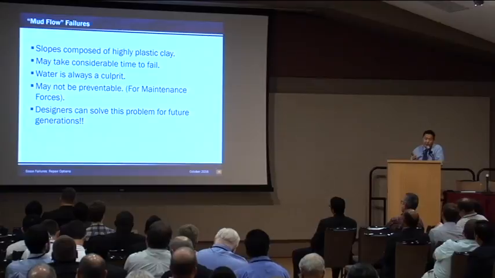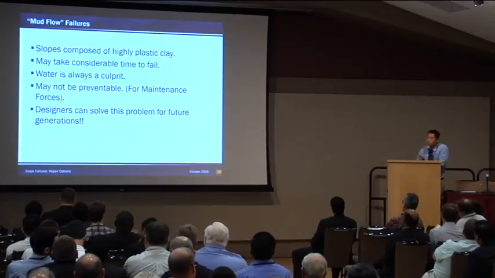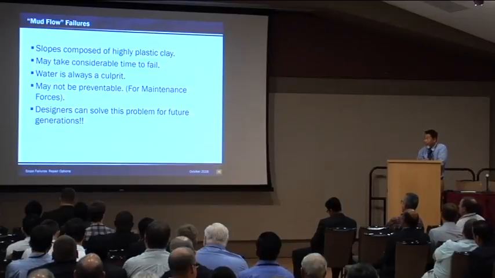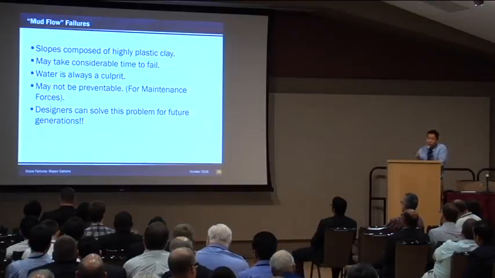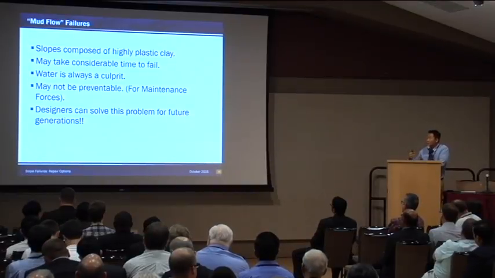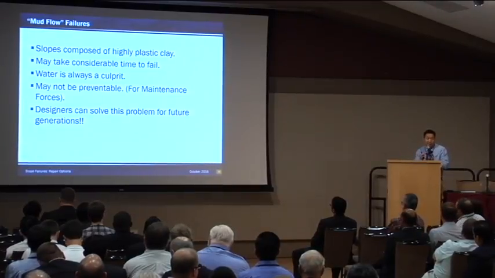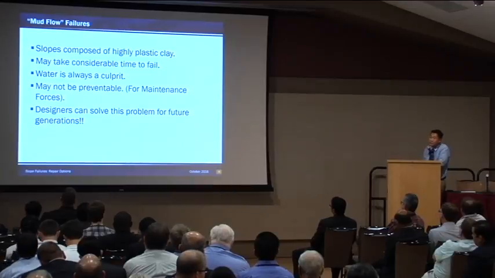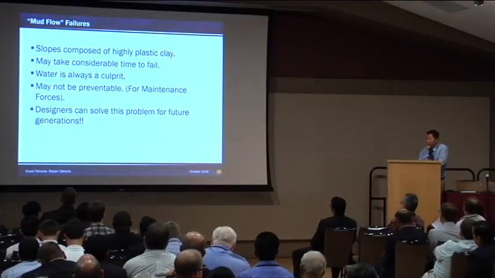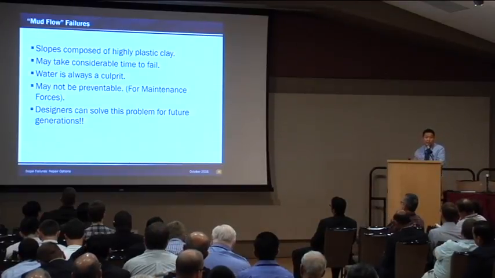This type of mud flow failure can occur at a slope consisting of high PI clay, and it also takes considerable time to make the entire failure. It is going to be progressive. It may fail, stop, things like that. Water is always the culprit, and it's a little bit harder to prevent or fix with your maintenance forces. You can put the slope back, but you just buy time, and it requires some extensive design, an actual engineering solution.